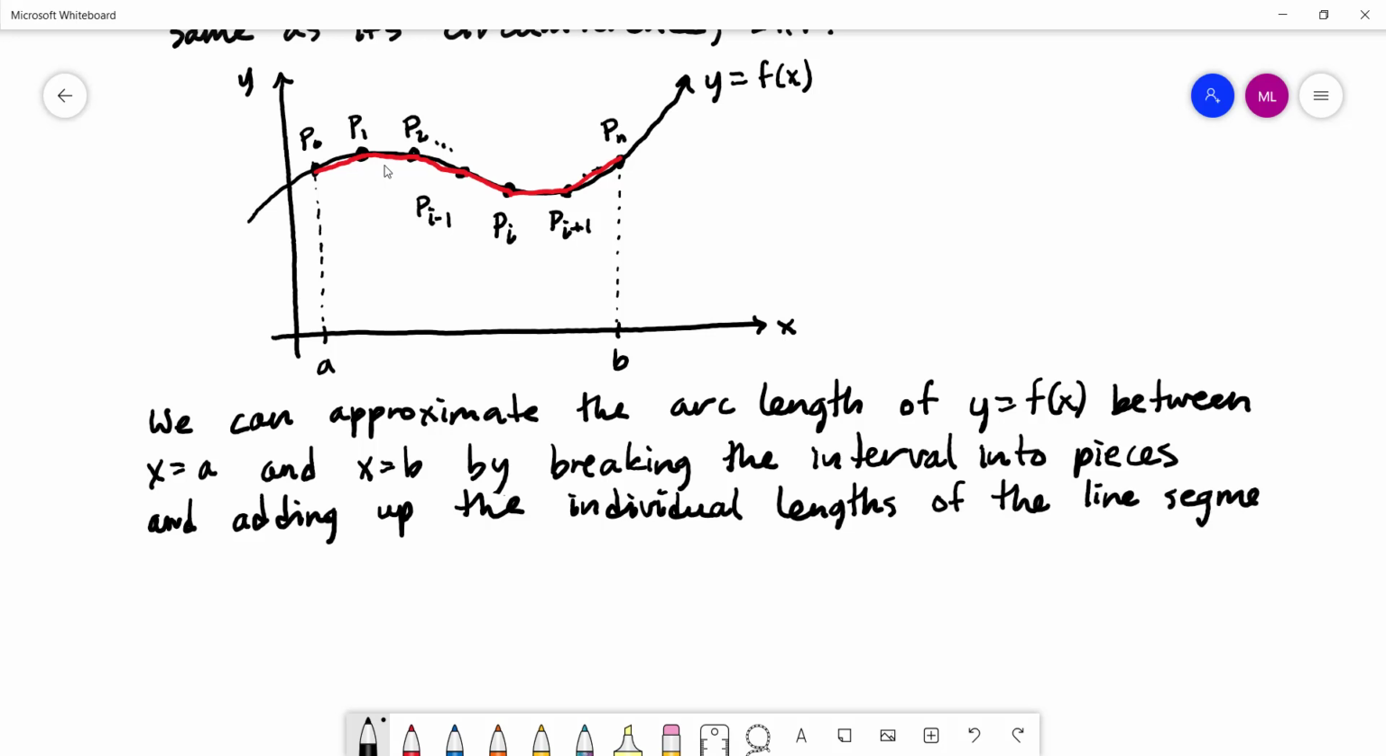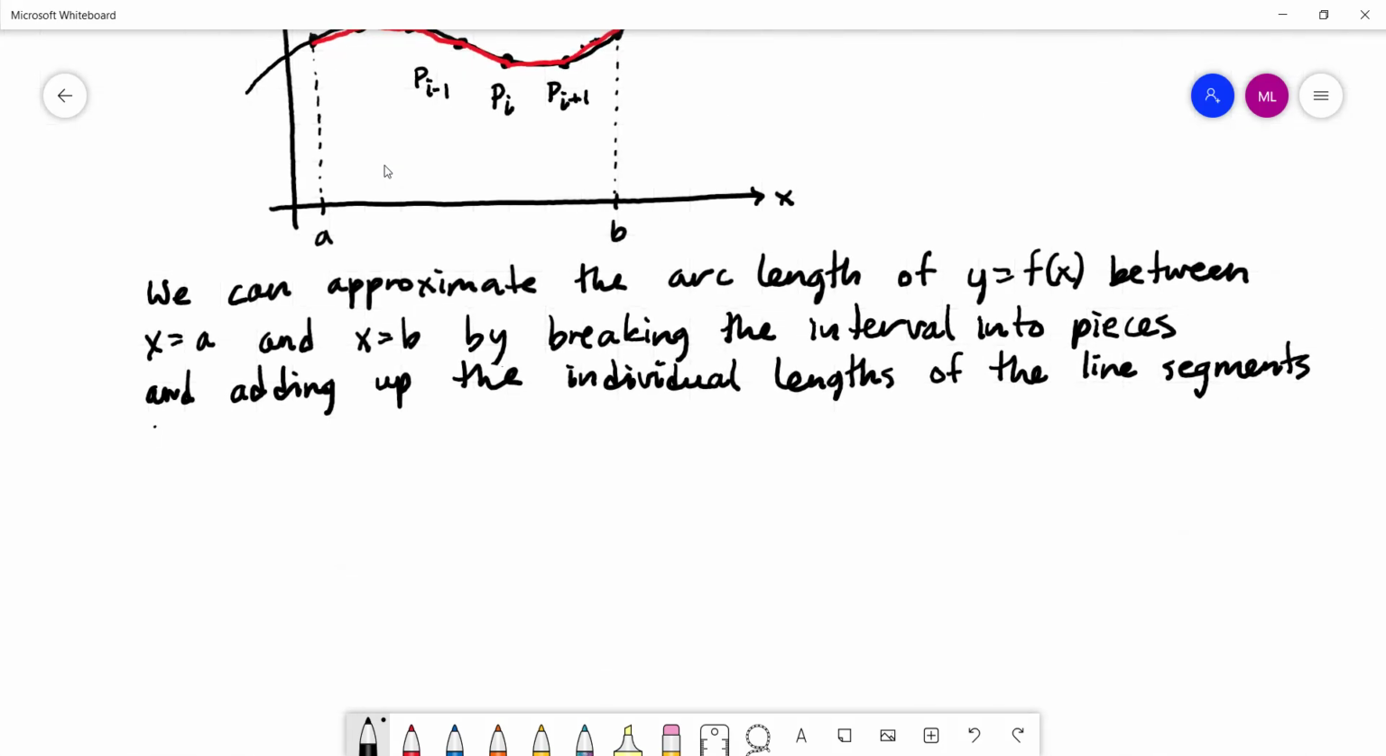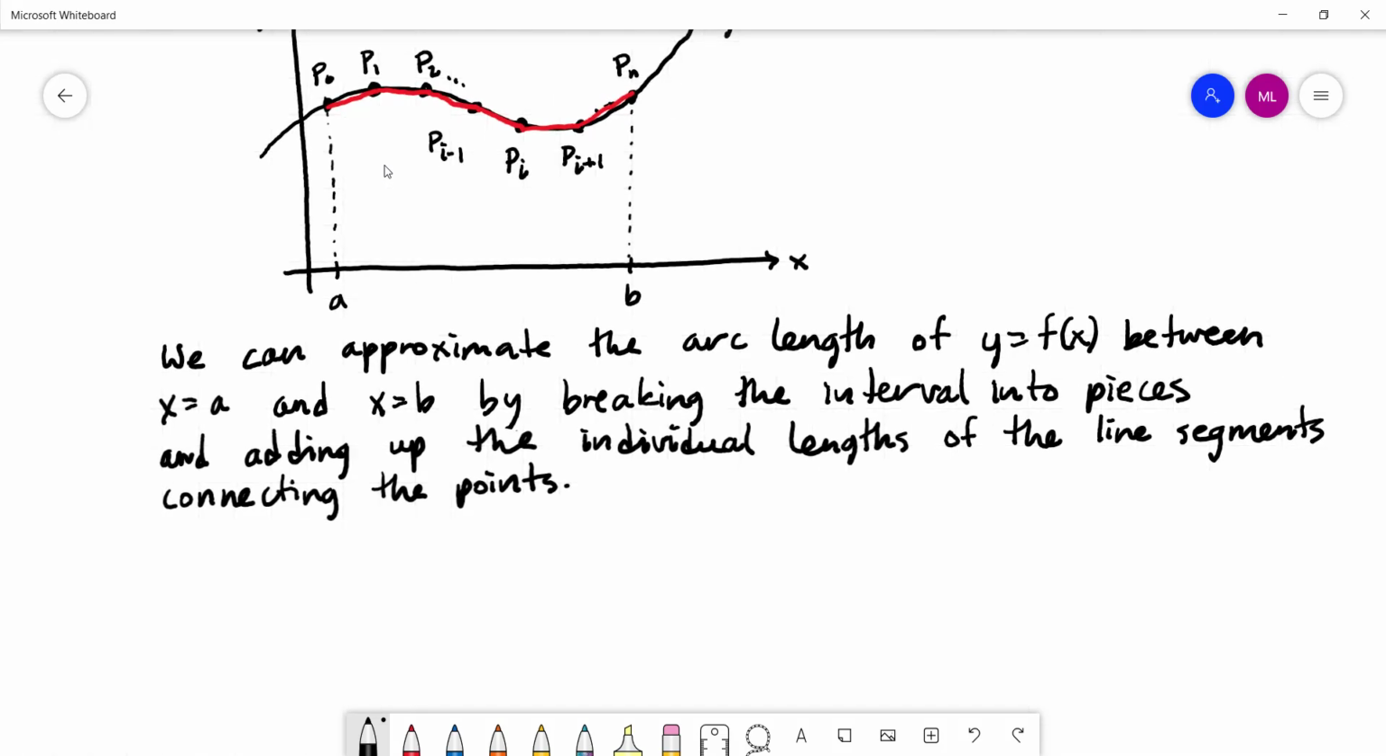So of the line segments, connecting all the points. The points being the points that we use to break up our interval. So that's going to be our idea.